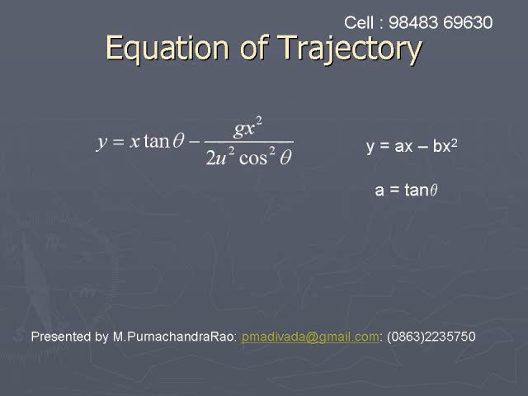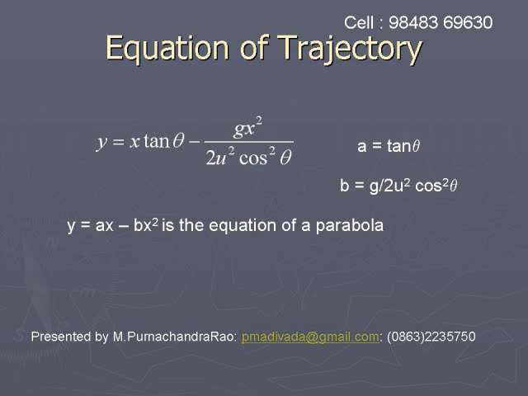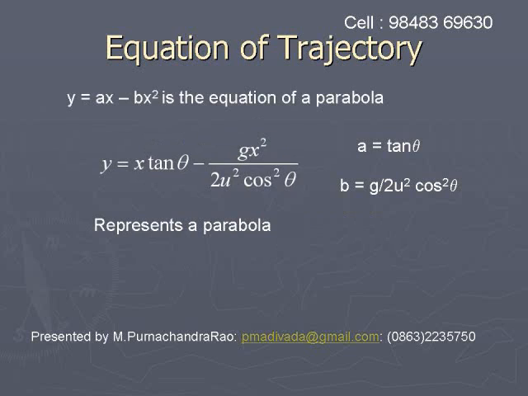In mathematics, we learned that the equation of a parabola is given by y is equal to ax minus bx square. This is one of the forms. Here, if we compare these two relations, we get a is equal to tan theta, and the constant b is equal to g by 2u square cos square theta. So g by 2u square cos square theta is constant and tan theta is constant for a given angle of projection and velocity of projection.